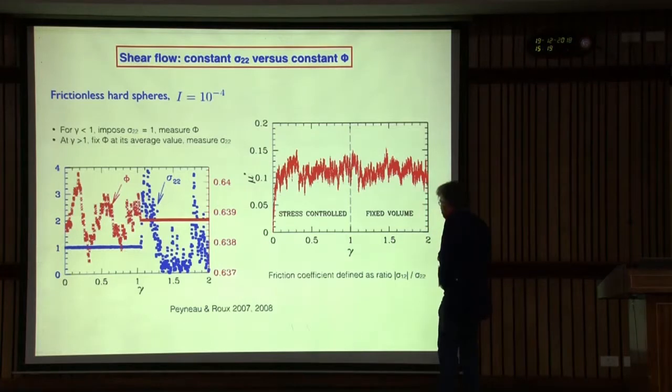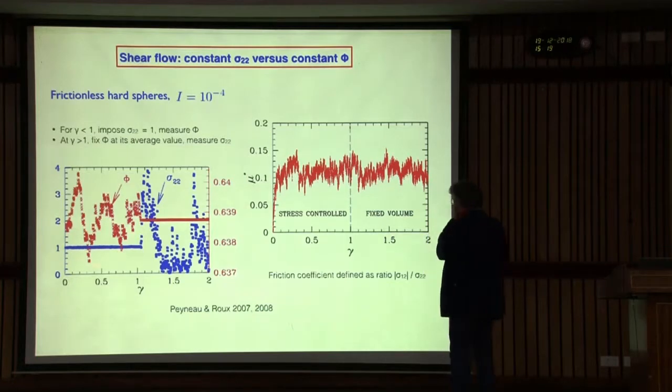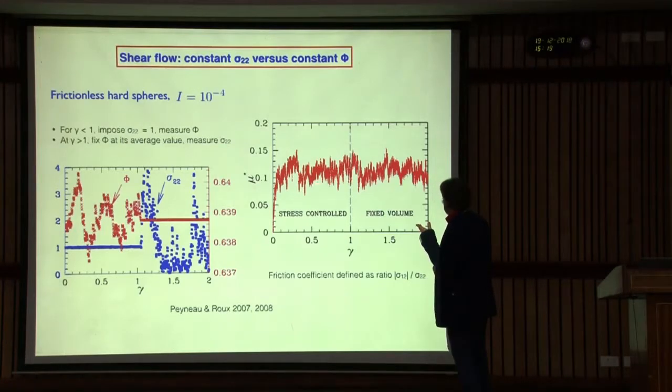The second message here is that the behavior of the material is very nicely expressed by what we define as the macroscopic friction coefficient, that is to say sigma 1-2 divided by sigma 2-2, because this quantity just does not feel the change of control here. So it's really what expresses best the behavior of the material, we believe.